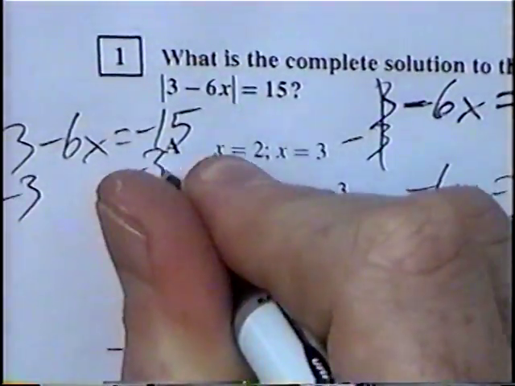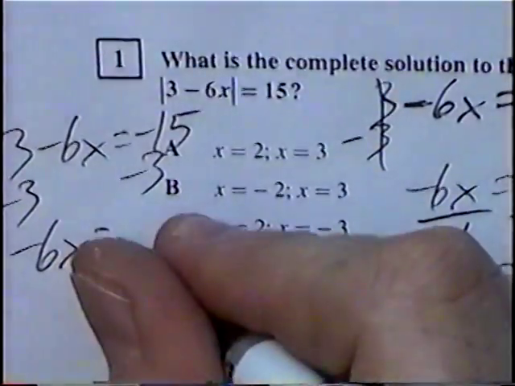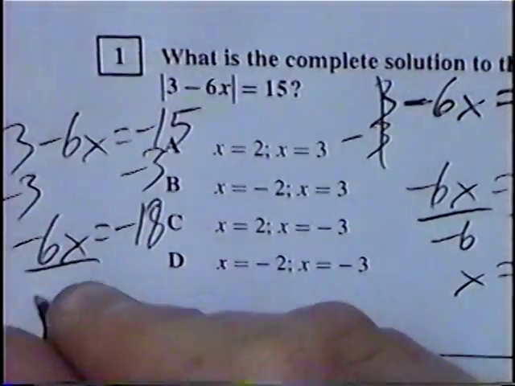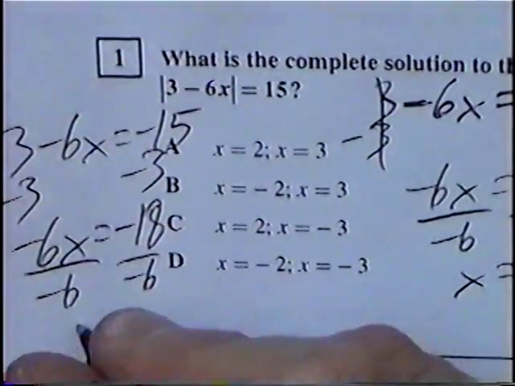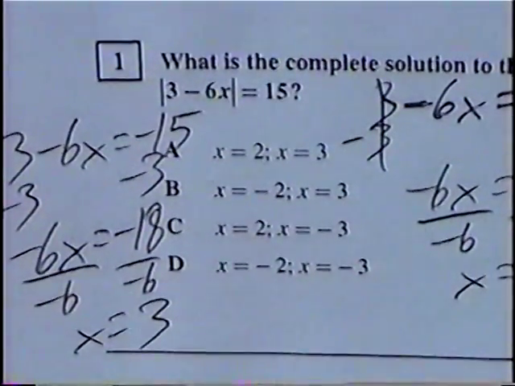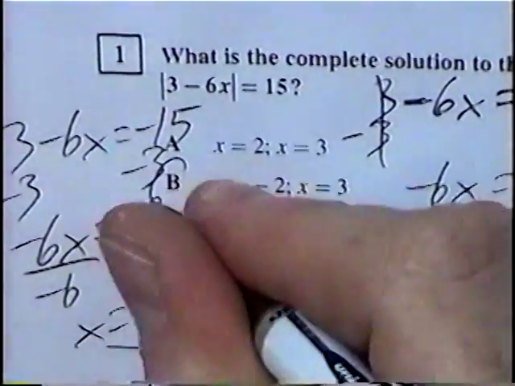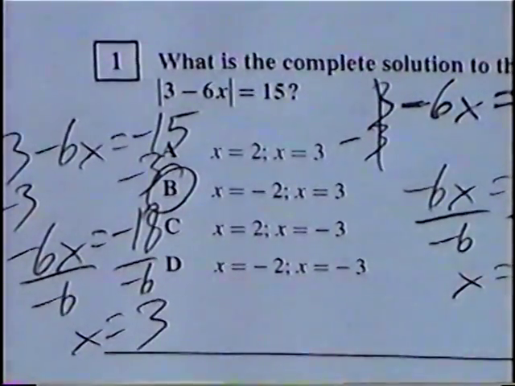Subtracting 3 on both sides of the equation, negative 6x equals negative 18, and dividing by negative 6, we'll have the second answer, x equals 3. So the correct answer, x equals 3 and x equals negative 2. The correct answer would be letter B.